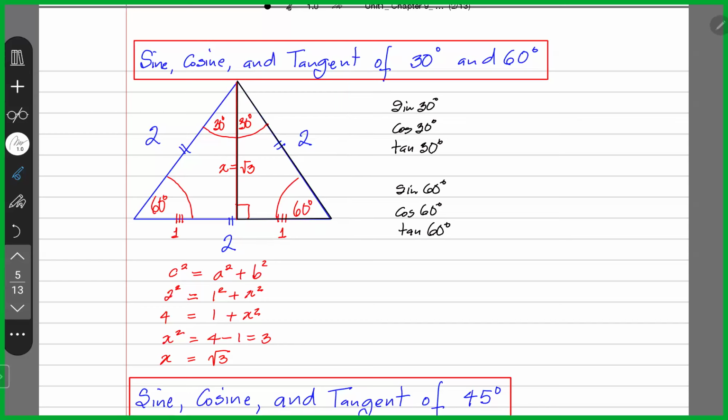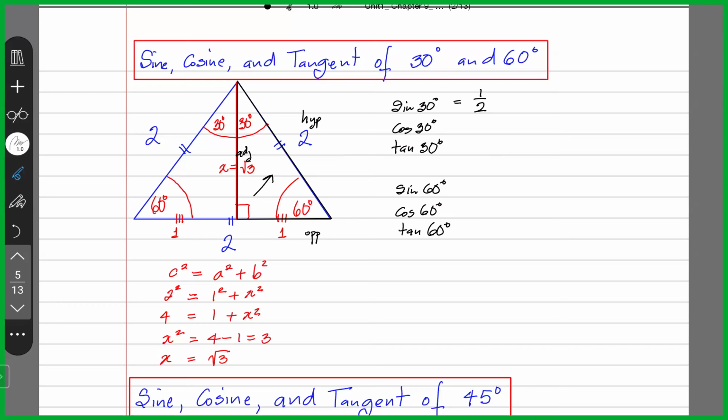looking at that right angle triangle there, we can see the side opposite to 30 is 1. The hypotenuse, which is in front of the right angle, is 2, and the side that is adjacent to the 30 degrees, ADJ, is root 3. Sine is opposite over hypotenuse. So it's opposite 1 over hypotenuse 2. The sine of 30 degrees is a half.